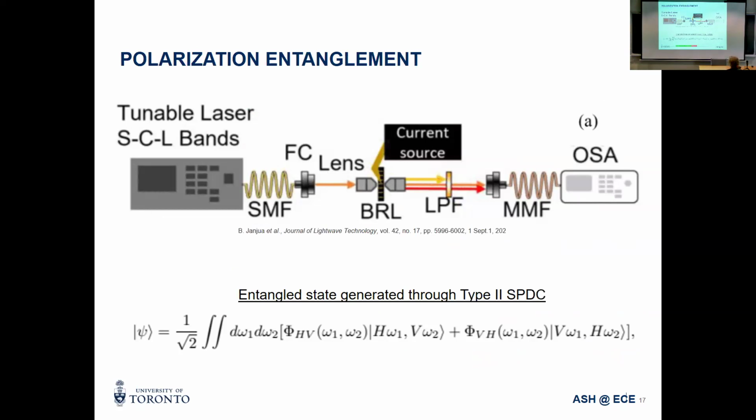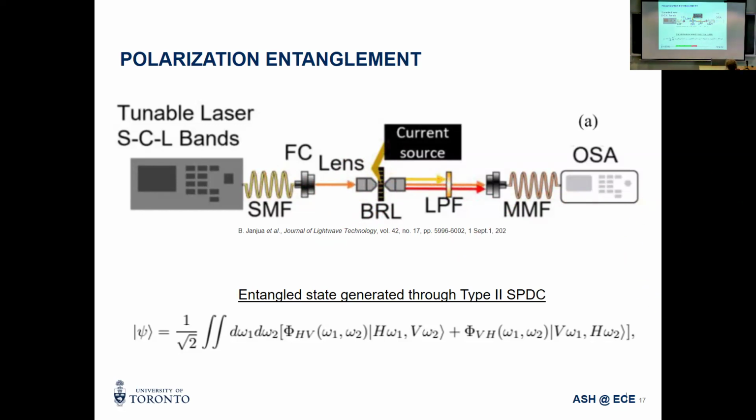Here's our experimental setup of how we measured this, where we send our input through and we use lenses to couple into our BRL devices, then a low pass filter to filter out our pump mode. And then we have a multi-mode fiber and an OSA in order to detect the polarization entanglement. And obviously, we have single photon detectors to detect the polarization entanglement.